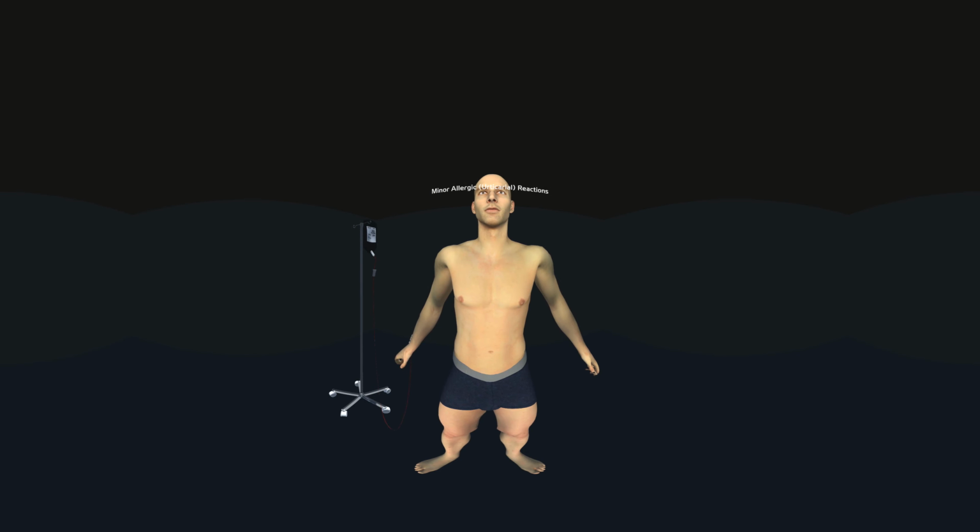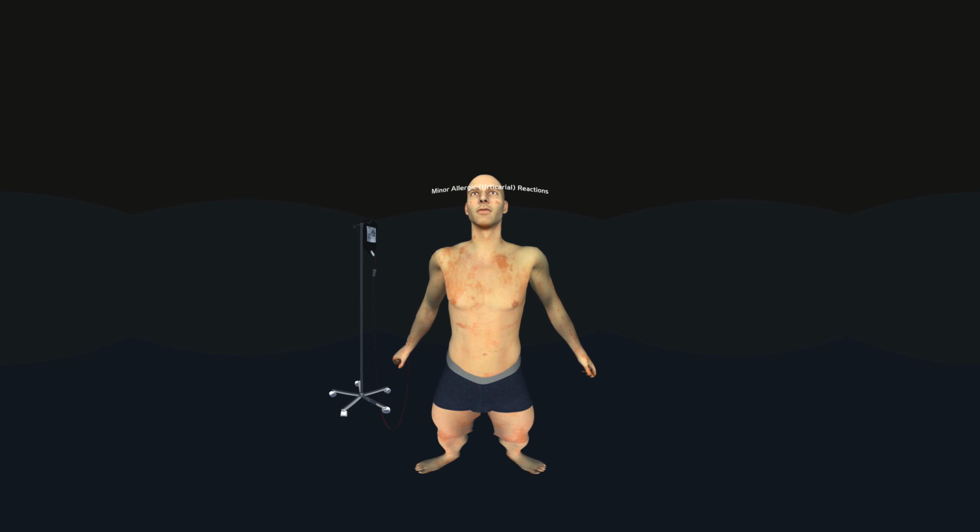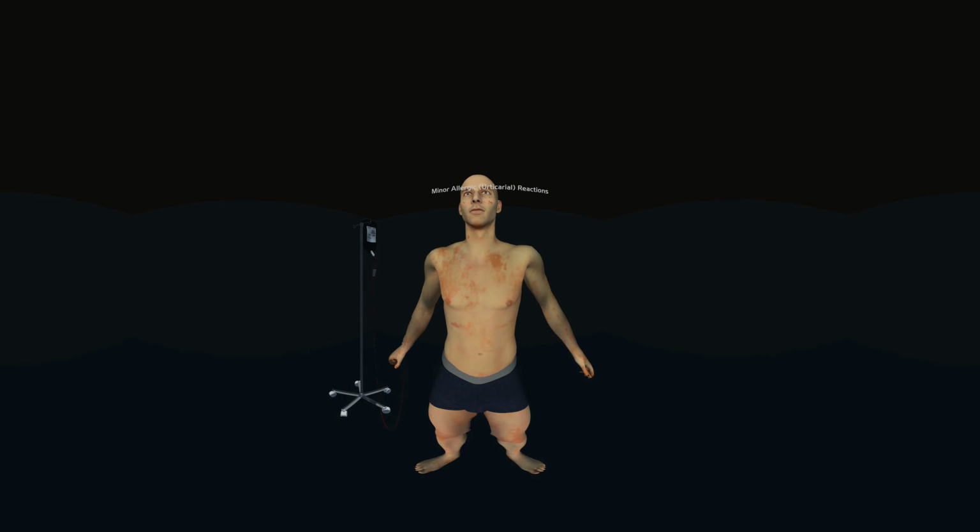Minor allergic or urticarial reactions refer to urticaria in the absence of other symptoms. This can range from one lesion to widespread urticarial lesions.